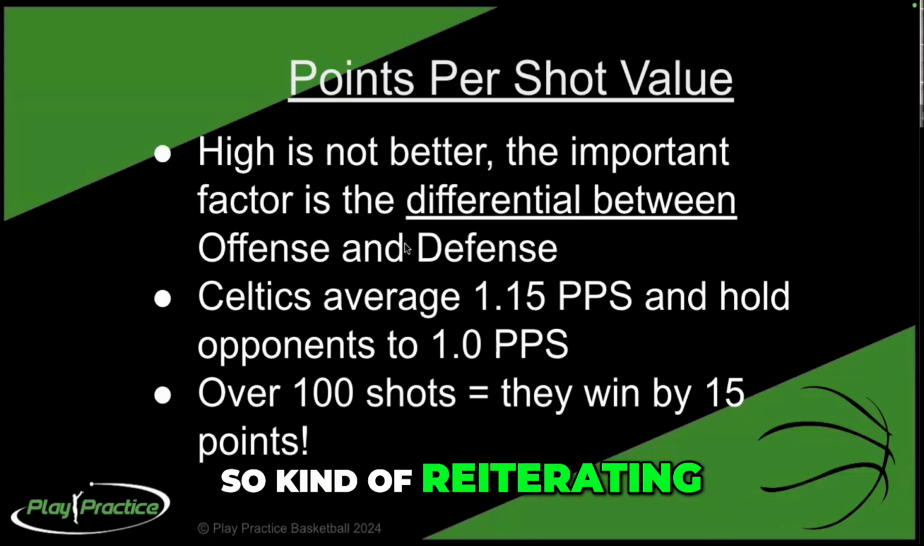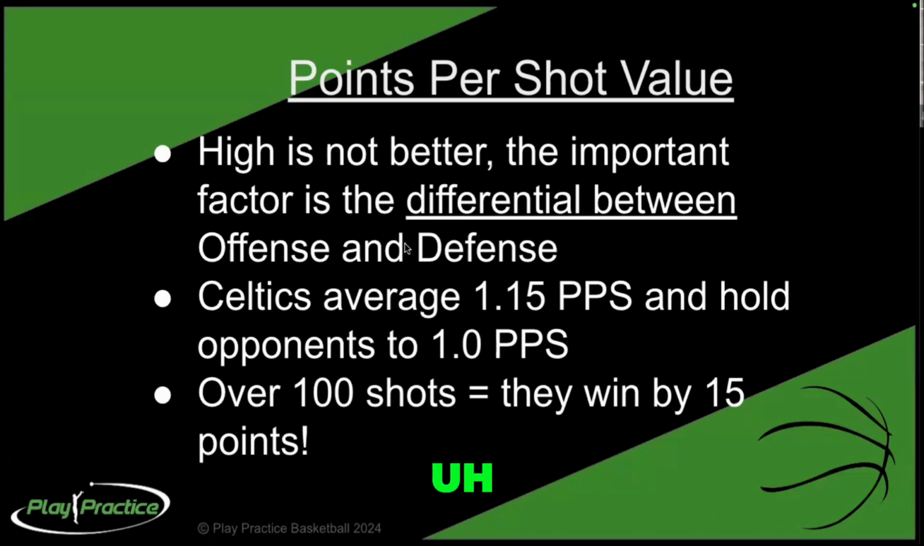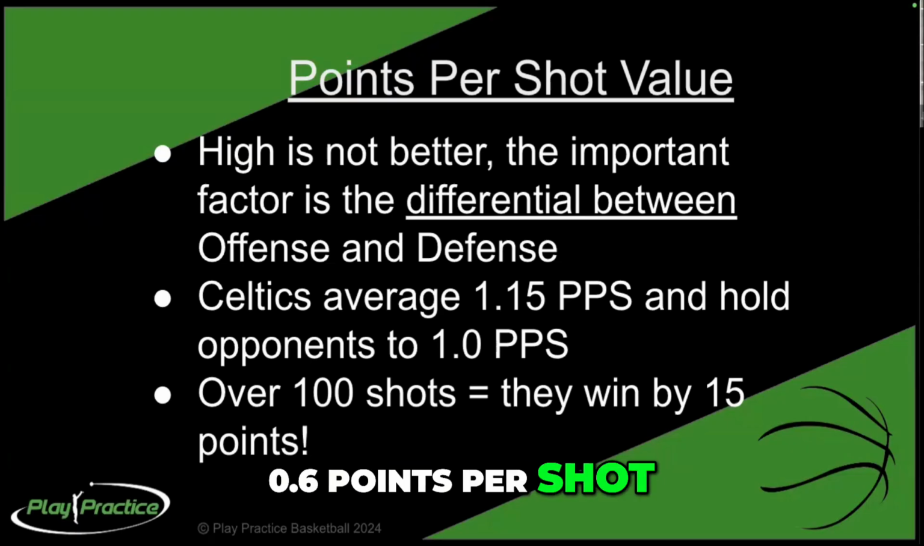So kind of reiterating what I just said. So if you have a 0.6 offense, right? 0.6 points per shot. If you can just hold the other team on average to 0.5, then you're going to win, right? It's just like that's how it stacks up.